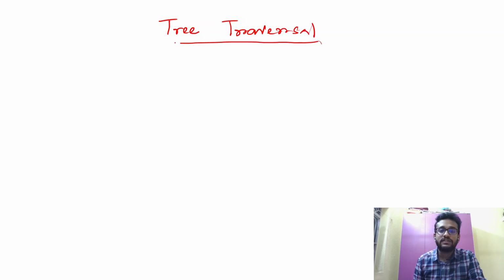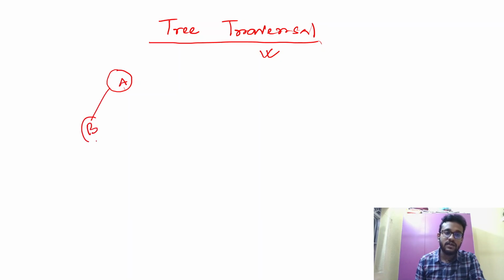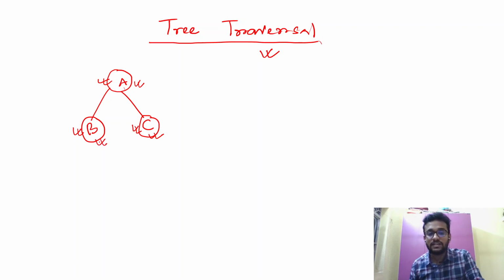What do you mean by tree traversal? The word traversal is telling us, if you have a tree with A, B, and C, in which order you are visiting the nodes. You can start with A, after that you can visit B, or you can visit C, or you can visit first A, then go to C, and then B. There are several ways you can visit a tree.